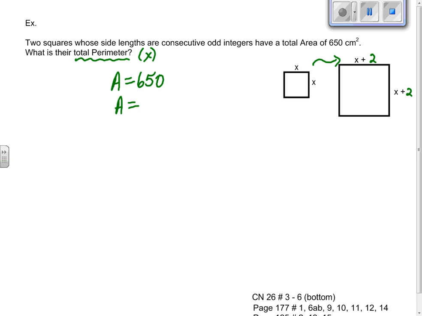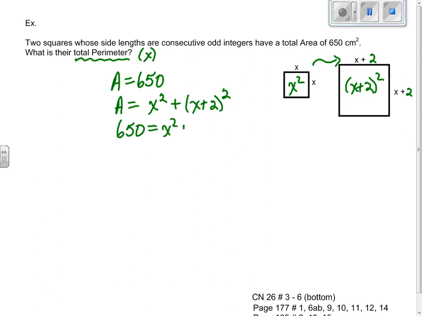So the area of the first one would be x squared, and the area of the larger one would be x plus 2 squared. So the area would be x squared plus x plus 2 squared. And we know that the total of that is 650. We do indeed have a quadratic equation for which we are trying to find the solutions for x. We have strategies to either factor or use completing the square to solve it. So let's tidy it up first and see what we get.